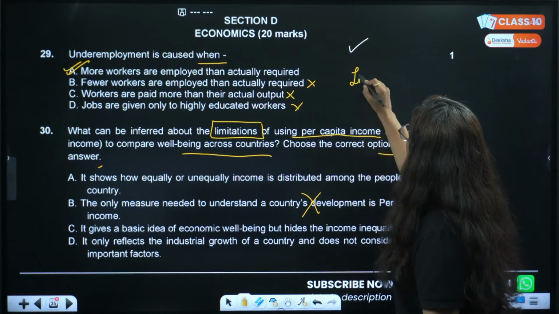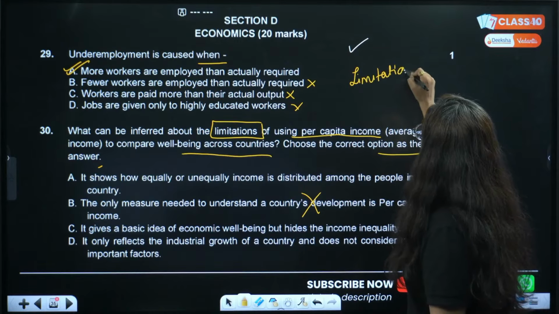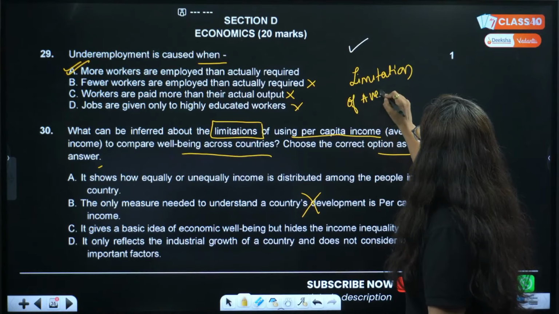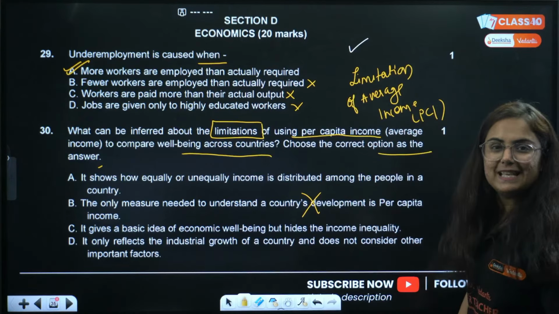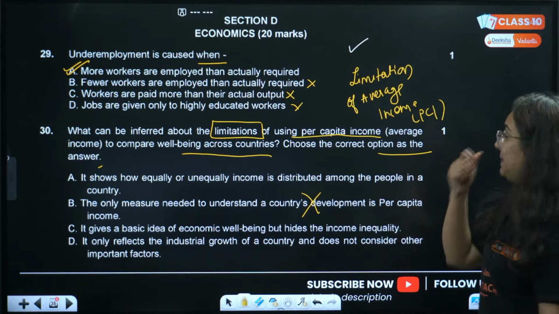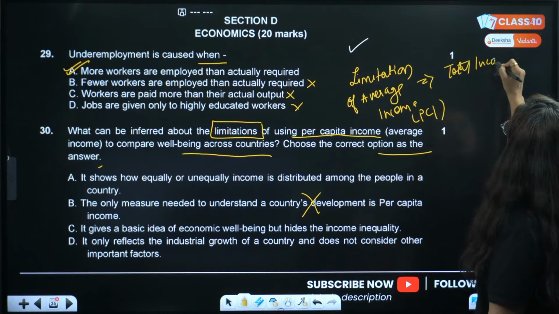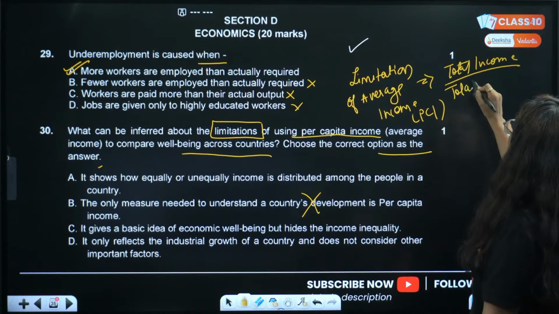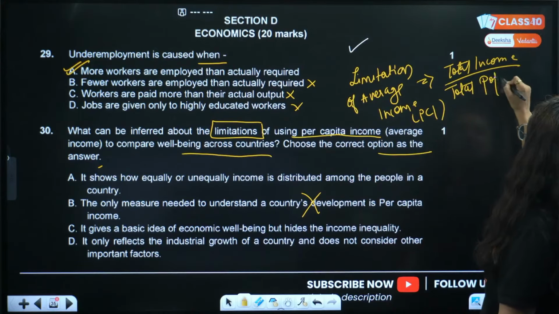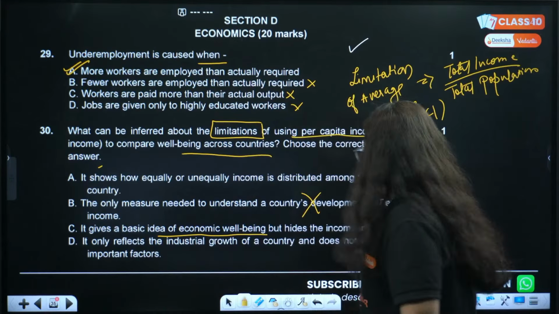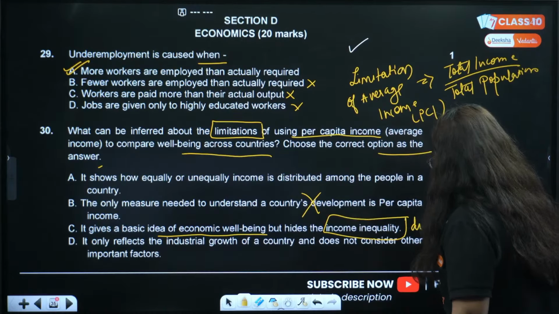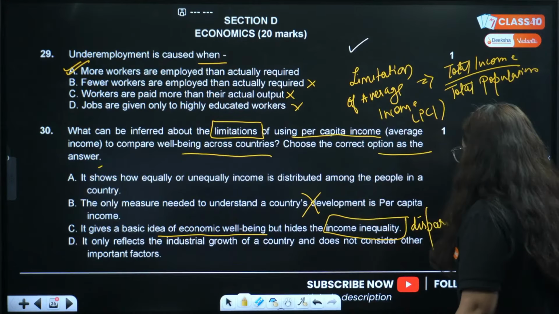The question talks about the limitation of average income, which is also known as per capita income, PCI. Not Priyanka Chopra, okay, it's PCI. No, per capita income. The meaning is total income upon total population. Now what happens in such a situation? It gives just a basic idea, but it is unable to hide disparity. What does disparity mean? Inequality.